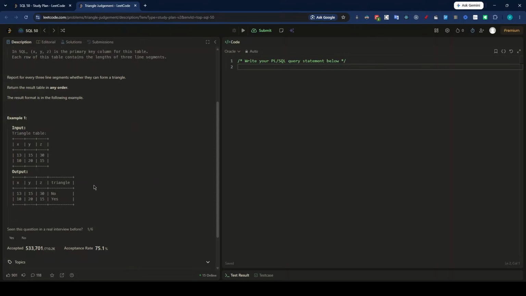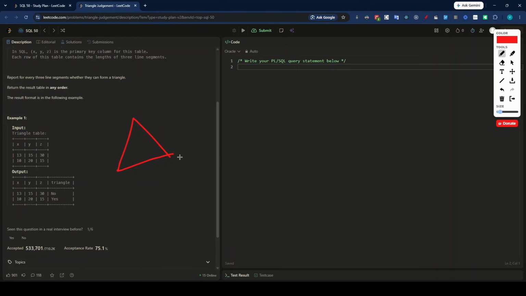If you don't remember, we have the triangle inequality theorem. It is simple, guys. There are no proofs or anything like how we did in our school or college days. We just need to know the idea behind it, and we do not need any proofs.